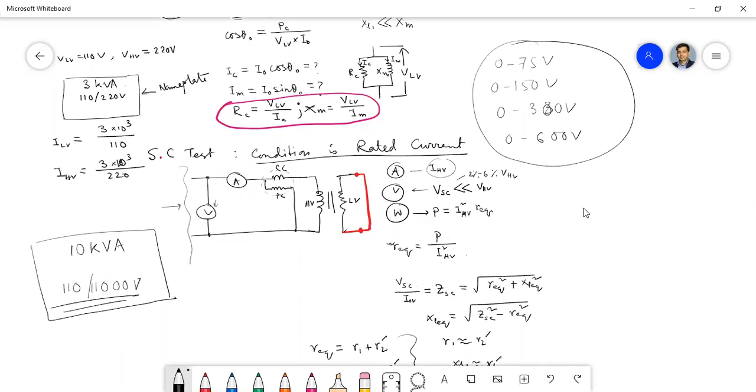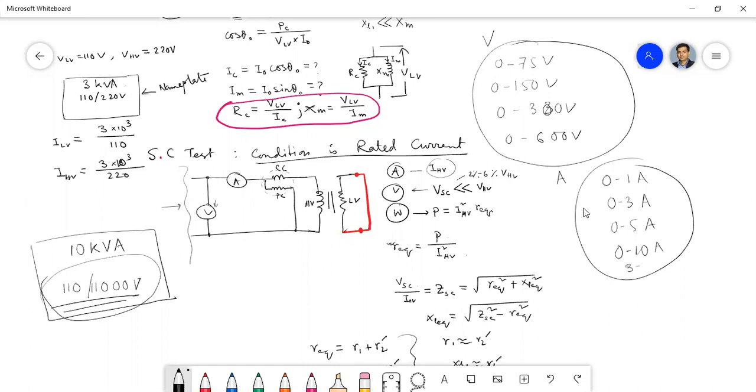Okay, but can you tell me the voltmeter that we'll choose for this test, what will be the range of that if my transformer is having this rating? And also we have to say which ammeter we should select, because ammeters are also available in different ranges, like 0 to 1 ampere, 0 to 3 ampere, 0 to 5 ampere. These are the normal ranges of ammeter. And suppose 0 to 10 ampere, 0 to 30 ampere is quite a good range normally available in our meter rooms. And also you have to say what are the ranges of wattmeters, because you have to think practically.